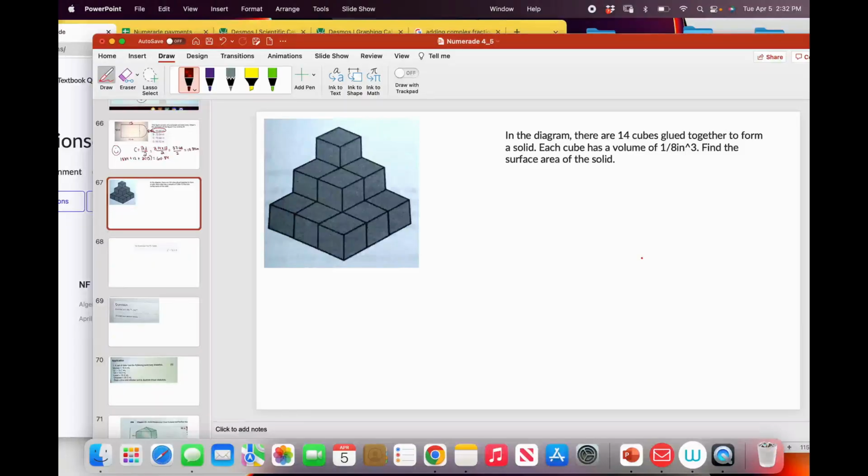together to form a solid. Each cube has a volume of 1/8 inch cubed. Find the surface area of the solid.